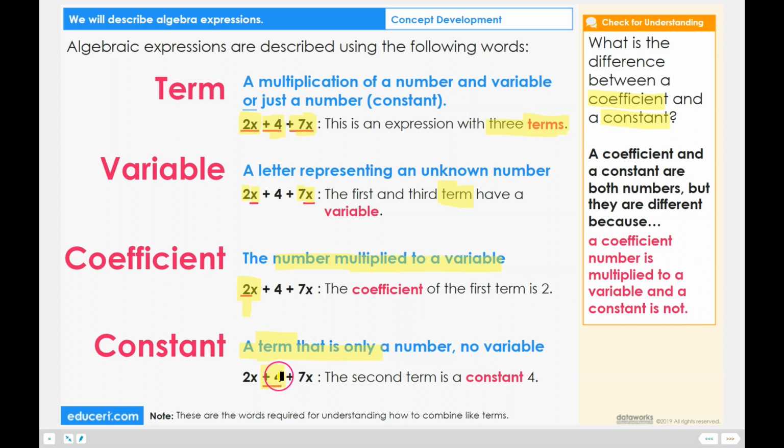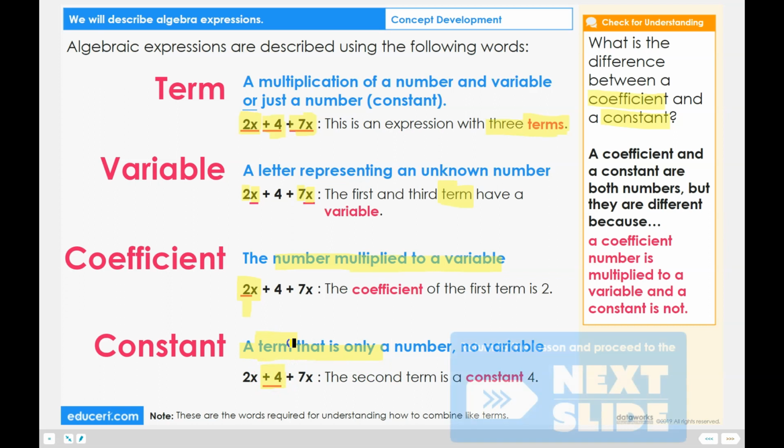A constant is a number on its own in its own part or its own term.